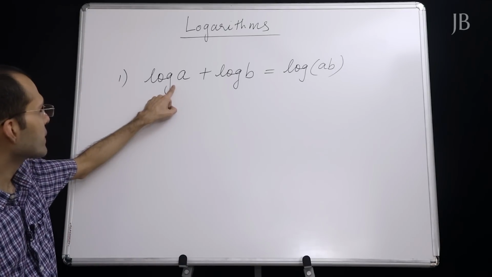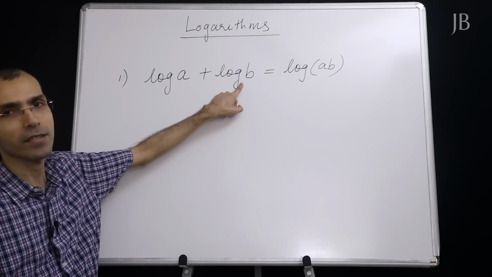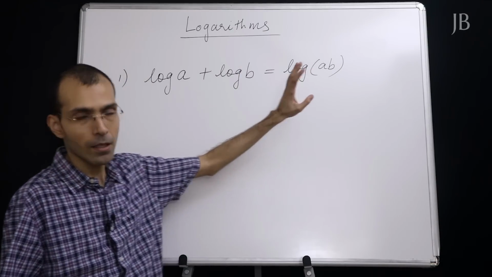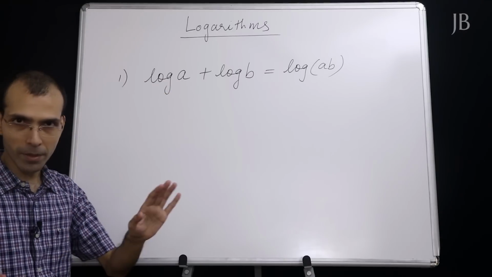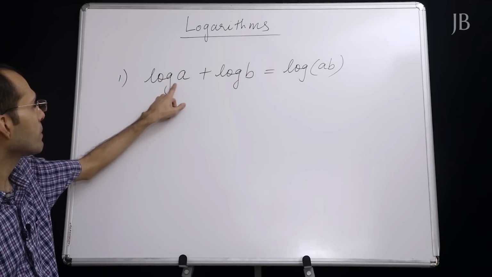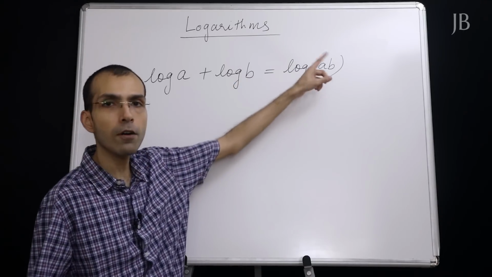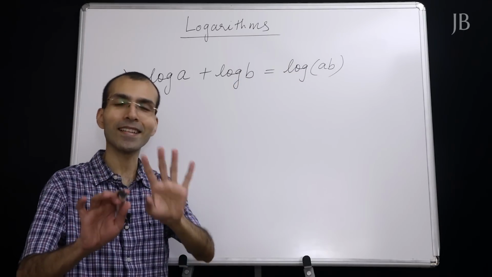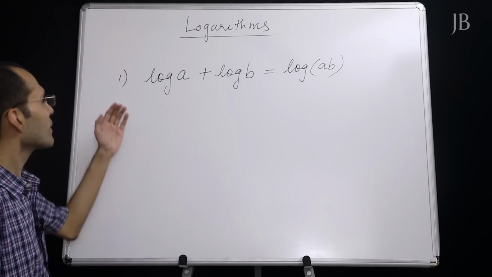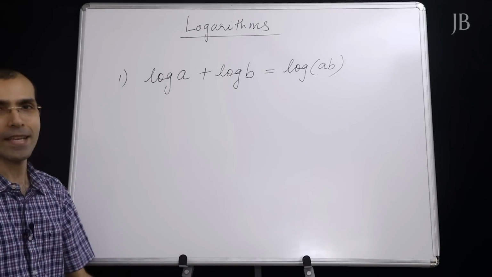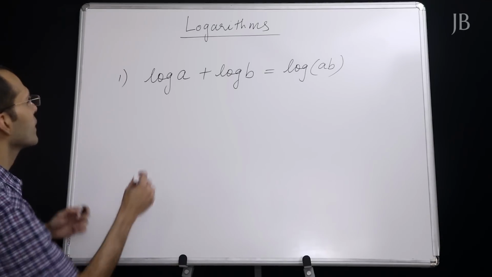If here the base is 10, then here also it should be base 10. And the answer also will come in base 10. If it is base 3, no problem. So log A to the base 3 plus log B to the base 3 will be log of AB to the base 3. But here the bases are not written, so they are presumed and understood to be 10. That's the convention.